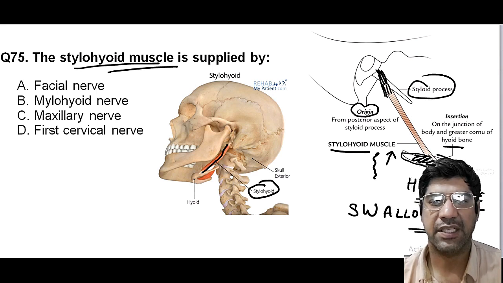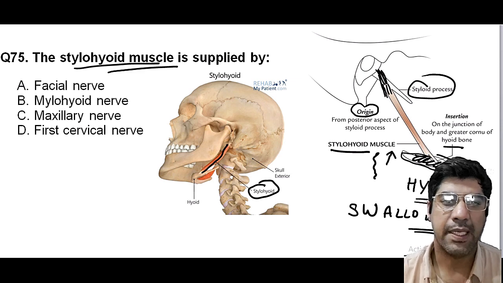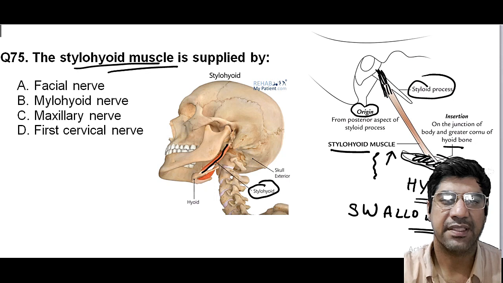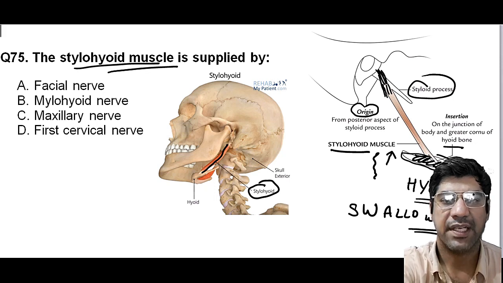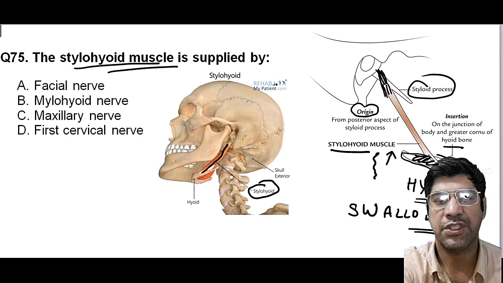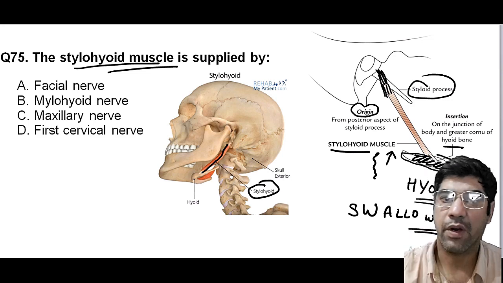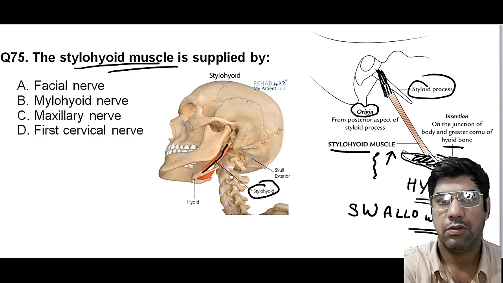It helps in speech. When you speak, especially during certain sounds like Y, SH, the stylohyoid muscle plays a role in controlling the position of the hyoid bone. And it is important for articulating the sound.